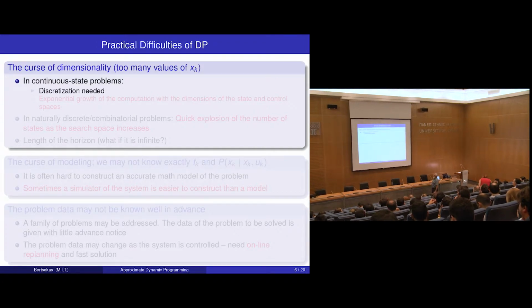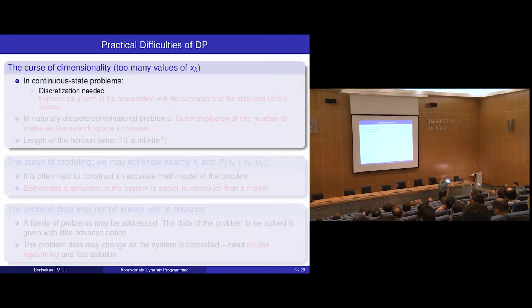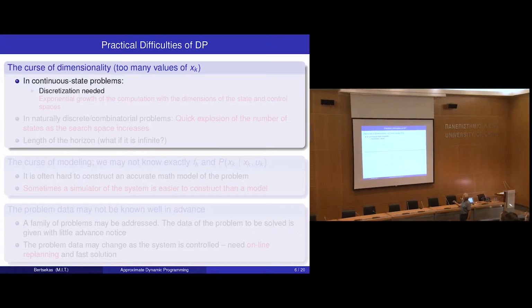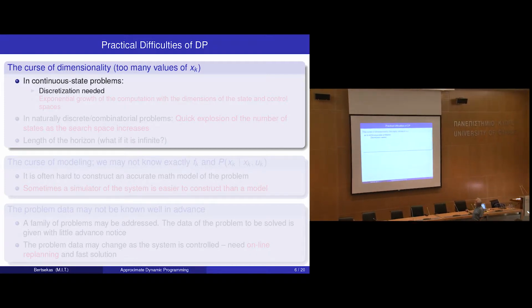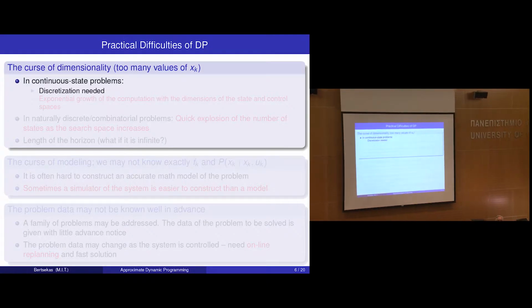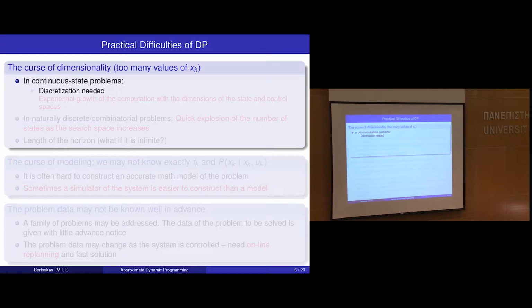And okay, so what are the practical difficulties? The first one is called the curse of dimensionality. There are just too many tail subproblems to solve, too many values of xk that are relevant. If you have a continuous state problem, there's an infinite number of tail subproblems. Okay, so you can get an idea of the difficulty. We are going to need to do discretization in a continuous state problem.